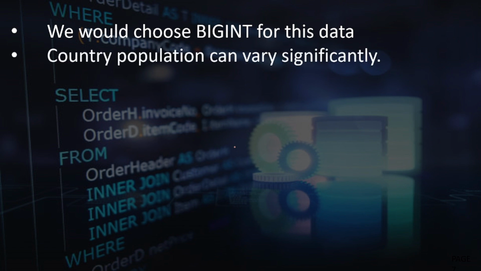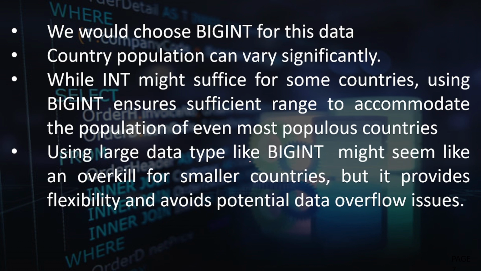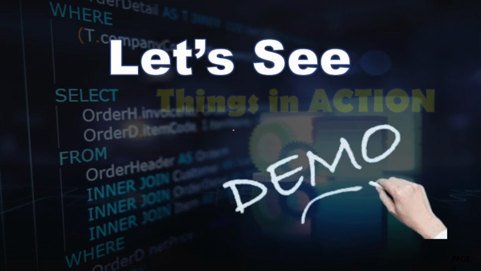Country population may vary significantly, while int might suffice for some purposes, but not for all countries, right? Using a large data type like BigInt might seem like overkill for smaller countries, but it provides flexibility and avoids potential data overflow. So if you have taken int as the data type, and the country population grows higher and cannot fit, you may see a data overflow issue. That's where you should use BigInt. So the answer is the BigInt data type for storing population kind of data. Make sense?